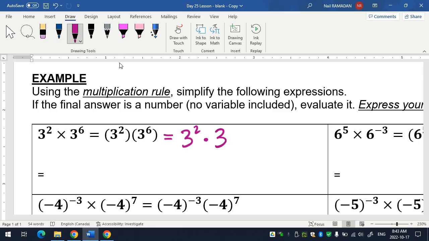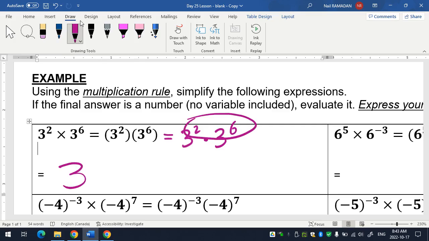Oh, sorry, I made a mistake. Okay, what's the base for both of these numbers? 3. So you just put a 3. And then what do you do with these two? You add them up. So you do 2 plus 6, which is 3 to the power of 8. Everyone, just so you know, what do you do after this step?